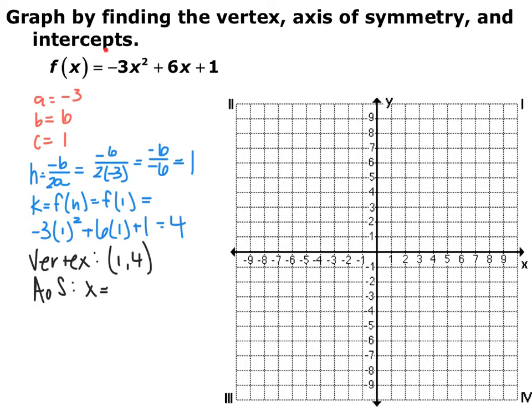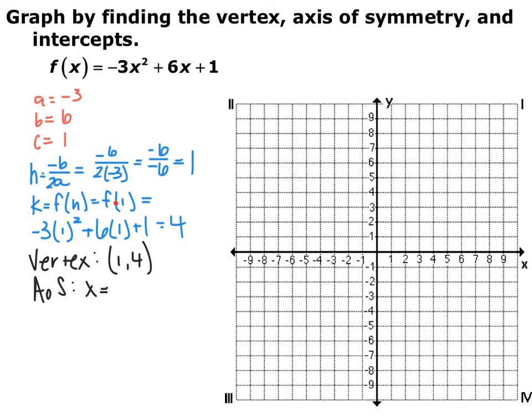Just reading right out of the equation, make sure you keep the sign with the numbers. So a is negative 3, b is 6, and c is 1. So h, the x-coordinate of your vertex, is negative b divided by 2 times a, so negative 6 divided by 2 times negative 3, so you end up with a positive 1. So that's the x-coordinate of our vertex.